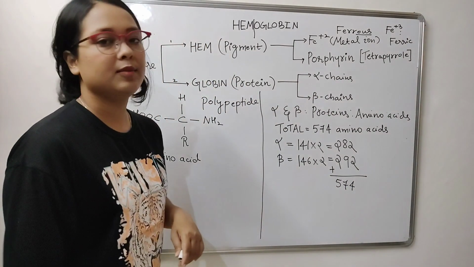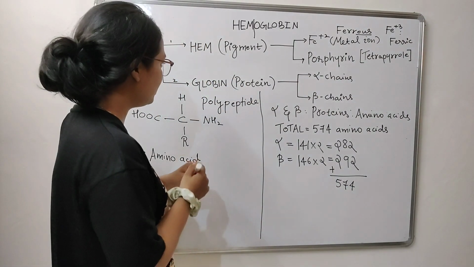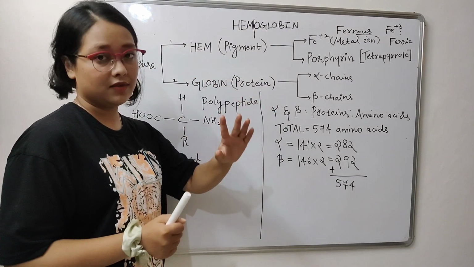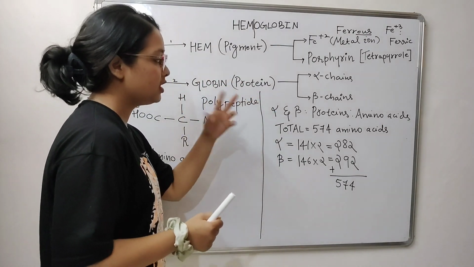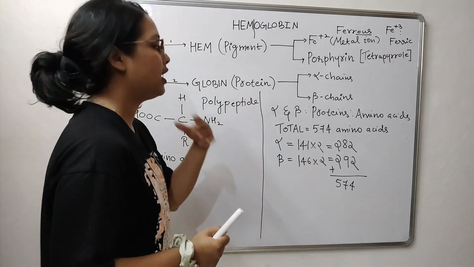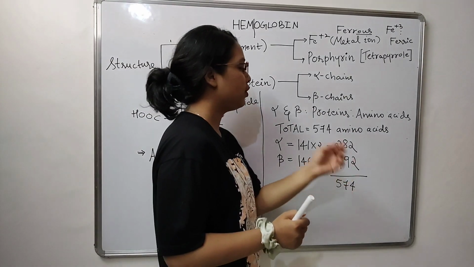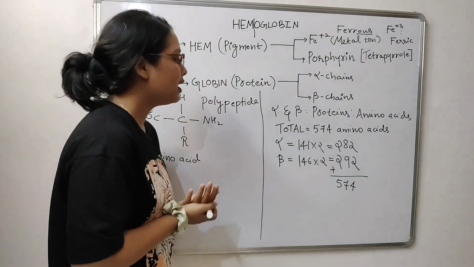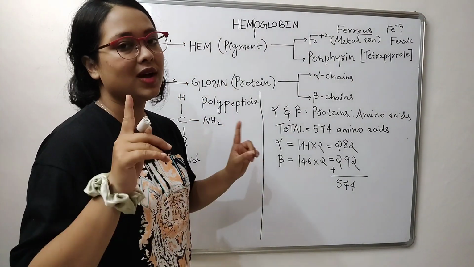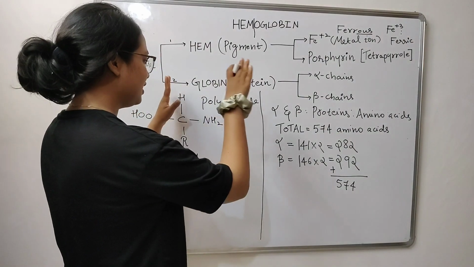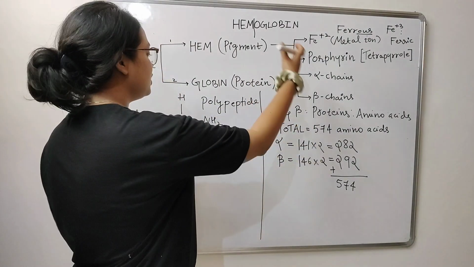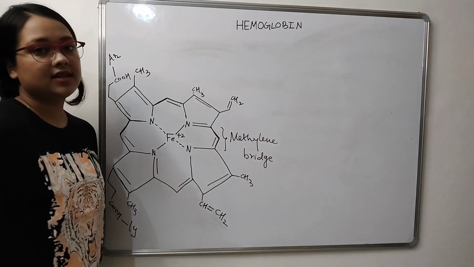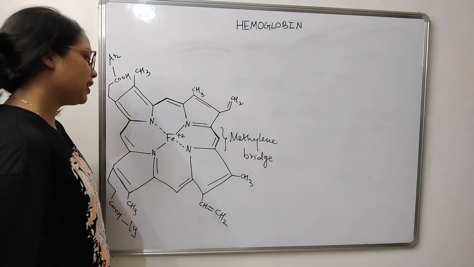You add the number of amino acids, and we get 574 total amino acids. So in the globin part, we have alpha chains, two of them, alpha 1, alpha 2. We have beta chains, two of them, beta 1 and beta 2, and in total they have 574 amino acids present. So the globin part is made up of 574 amino acids. Fine. So that is the globin part. Now we will jump back to the porphyrin system. This is the structure of hemoglobin. Let's quickly go through it.